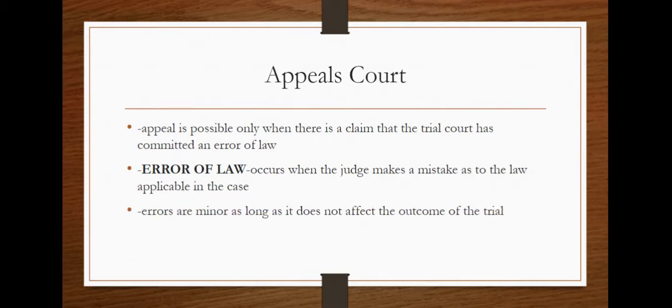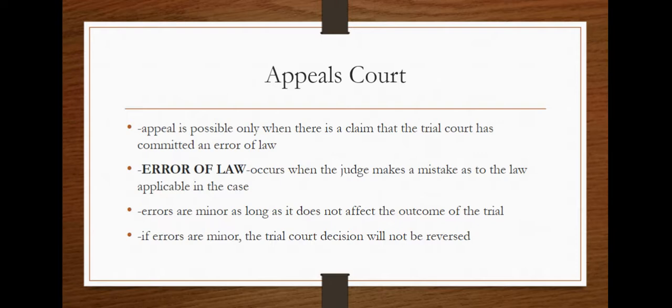Now, errors are minor as long as they do not affect the outcome of the trial. If the evidence still stacks up against the defendant or against the prosecution or the plaintiff, and the judge doesn't do something, chances are it's very minor, and it's not going to impact the outcome of the trial. Errors only become major if the outcome is affected, and of course, it is up to the party bringing the appeal to prove that it did impact the outcome of the trial. If errors are minor, the trial court decision will not be reversed and the appeal will not be granted.